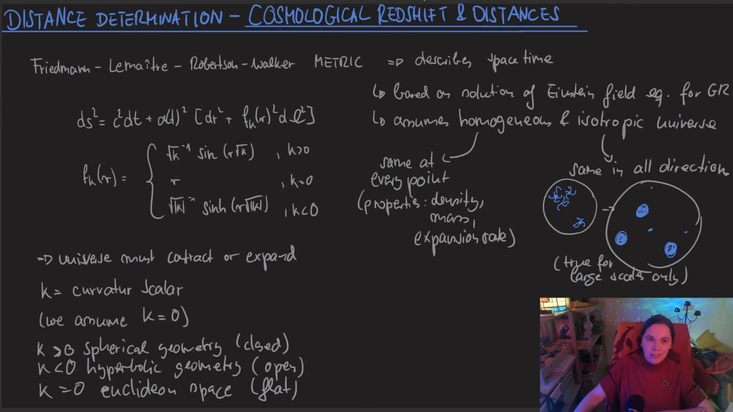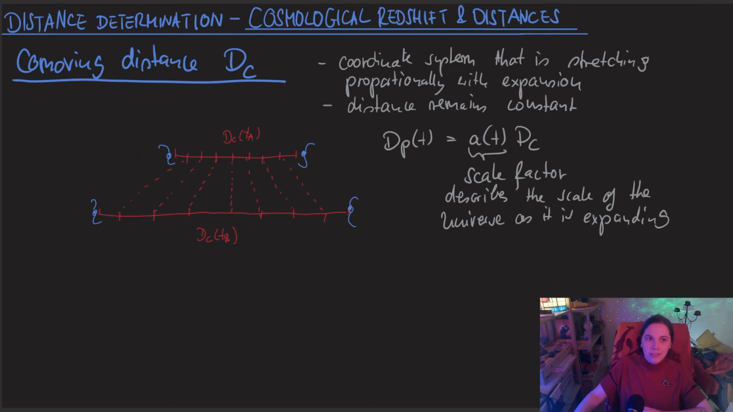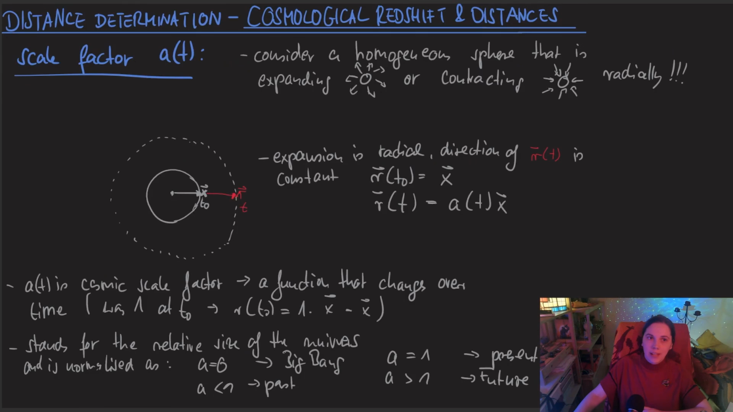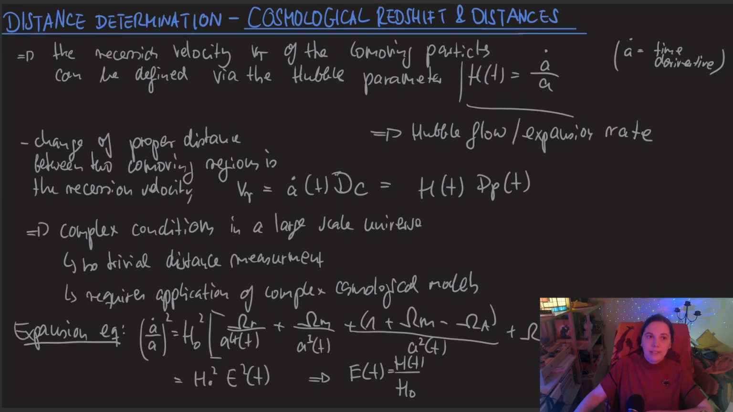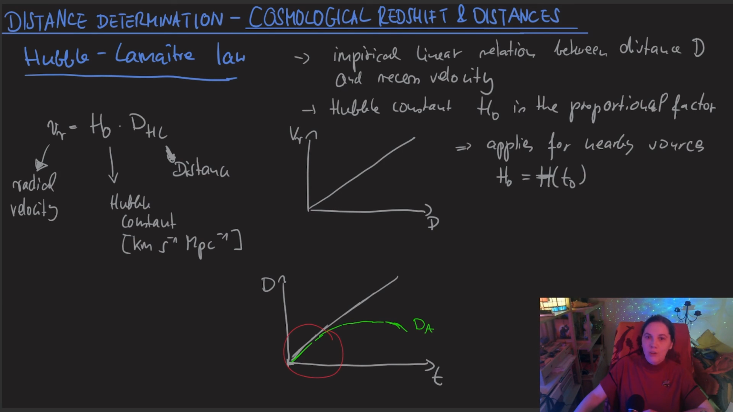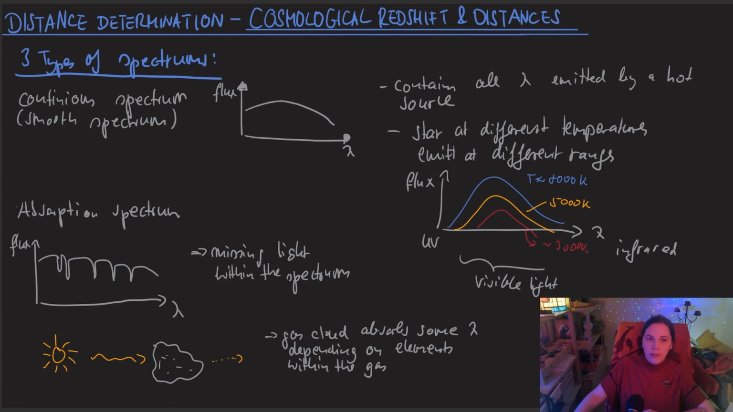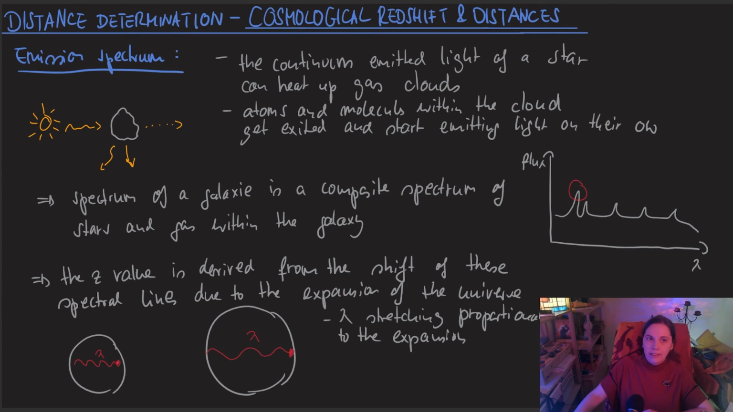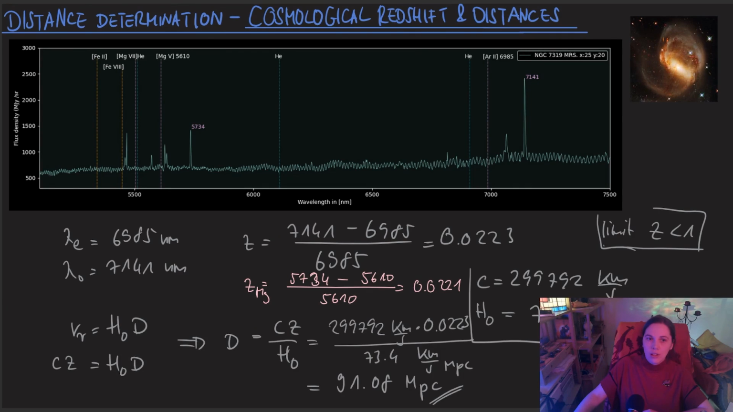That was really a lot. Let's go through all of this again. We started with the Friedmann-Lemaître-Robertson-Walker metric, that you know what people talk about when you hear it. And we went through all the distances: proper distance, comoving distance, luminosity distance, angular diameter distance. I explained to you what the scale factor is, the cosmological equations together with the scale factor you have to use later for the cosmological model. The Hubble-Lemaître law, and I explained what the spectrum is, what it is made of, and how this connects to the redshift. And we derived here the distance for galaxy NGC 7319.